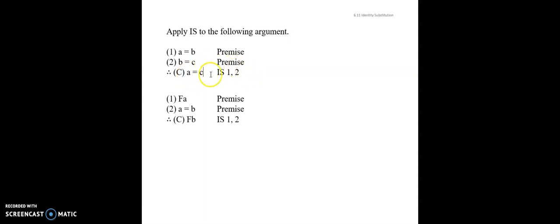So this would be correct, right? 1 is the sentence we're substituting into, so we write it down, and we're justifying it with this identity statement, B is identical with C, so the B is getting replaced with the C. So sentence 1 in this position may or may not be an identity statement, but this one in this position will always be an identity statement. For example, here the 1 is not an identity statement, but the 2 always will be.